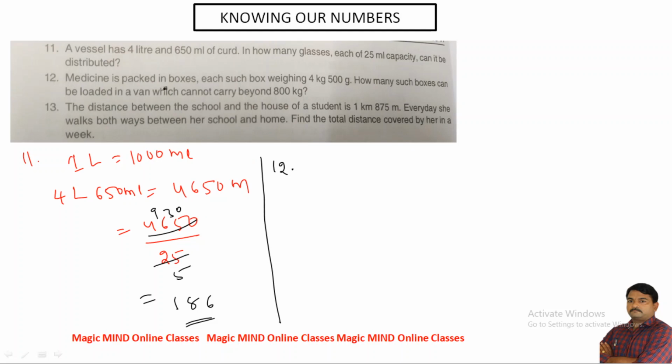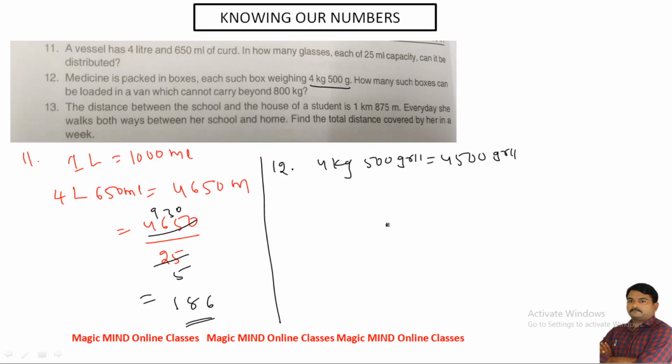Medicine is packed in boxes, each box weighing 4 kg 500 grams. We know already 1 kg means 1000 grams, so 4000 grams plus 500 is 4500 grams. How many such boxes can be loaded in a van which cannot carry beyond 800 kgs?